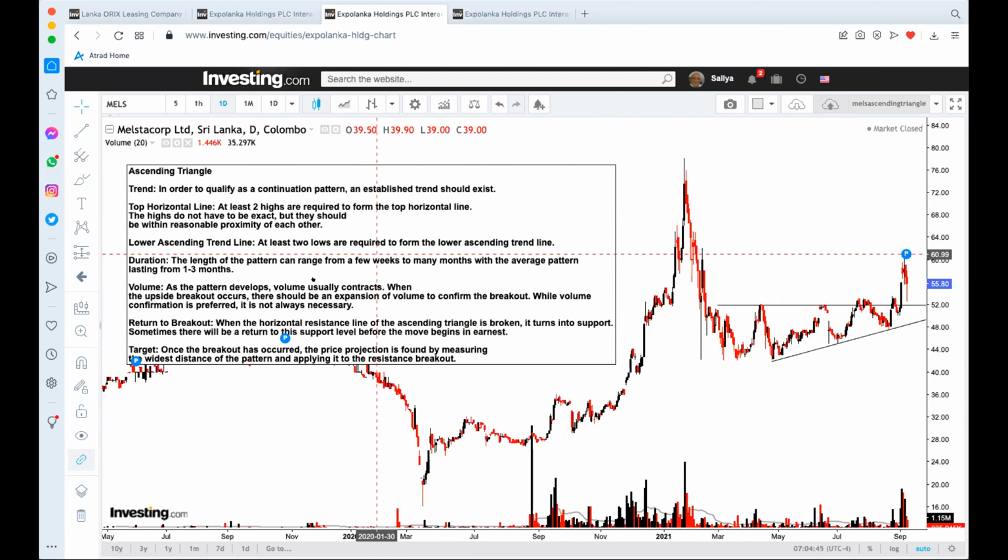In the case of the ascending triangle, there has to be a trend. Then you need to have the top horizontal line, then the lower ascending trend line. Also, we need to understand the duration, the volume, then the throwback, which is known as return to the breakout, and the target, and how we apply the target when we develop the triangle.